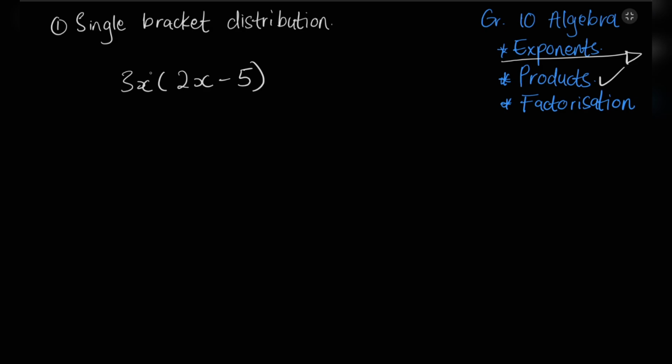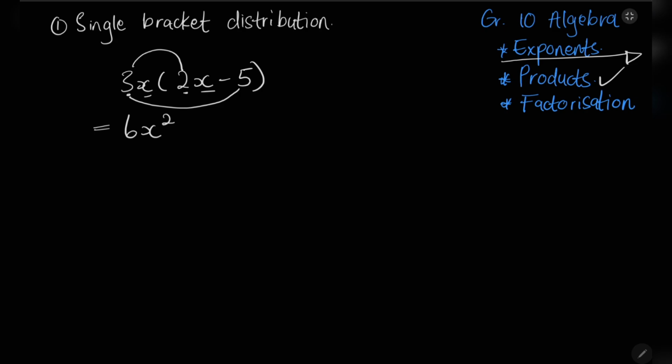So you have to start with the term that is outside. We have 3x. You have to say 3x times 2x. We have to start with the values first. 3 times 2, which is 6. We have x and x, which is x squared. You should be familiar with this as a grade 10 learner. If you're not familiar with this, go and check out the equations playlist. We get 6x squared.